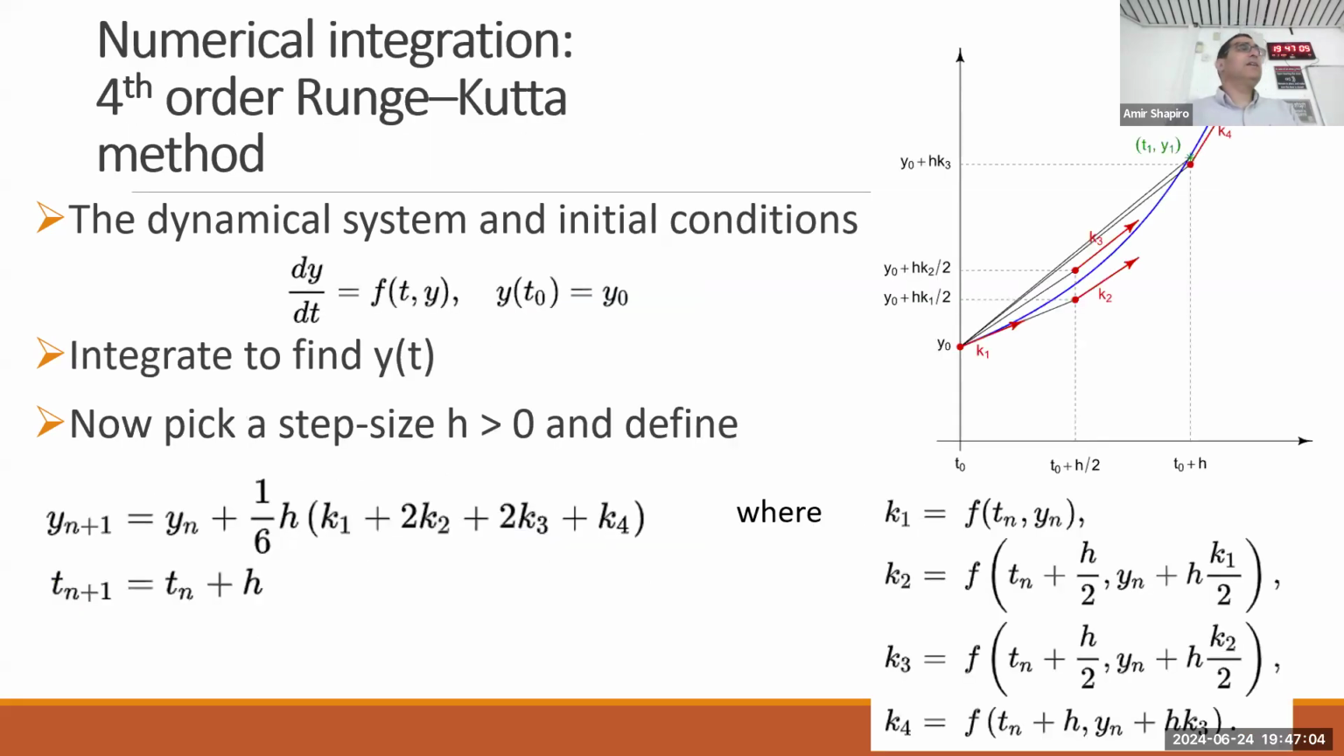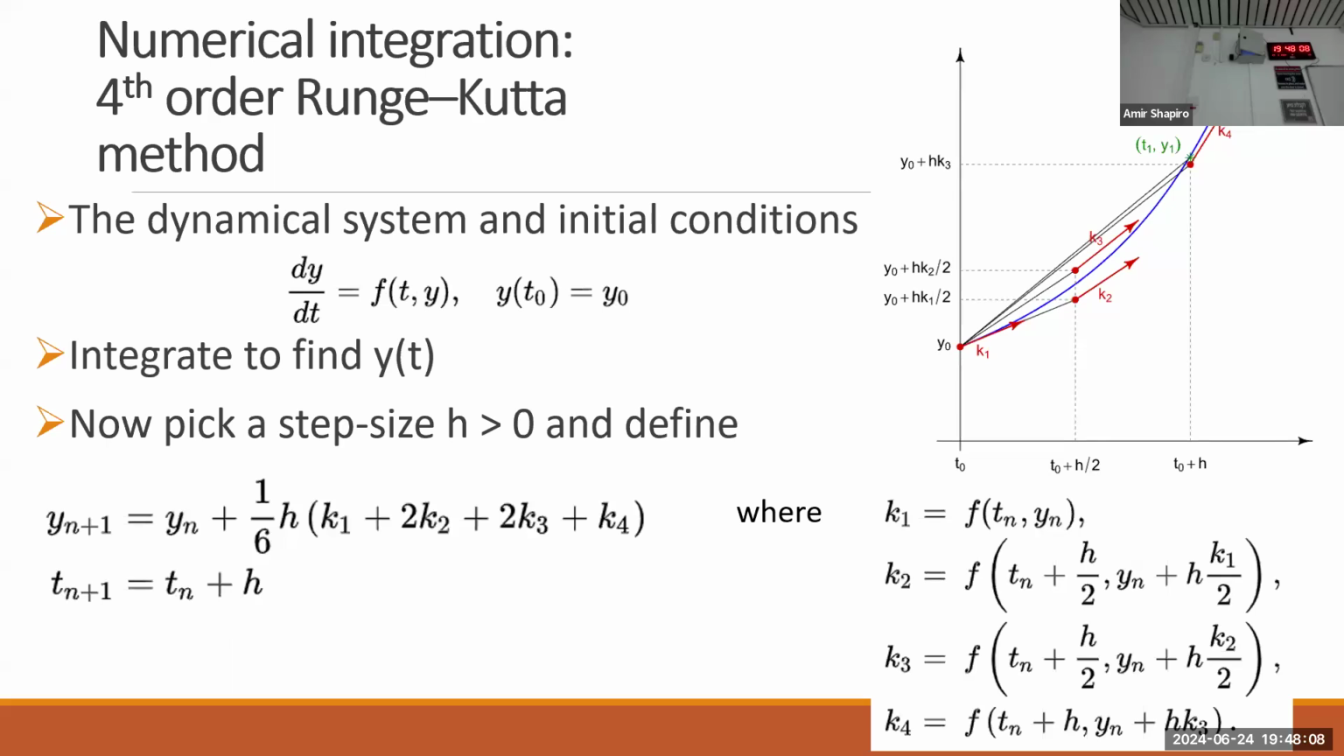And if we want a better approximation, there is the fourth order Runge-Kutta method. So say we have a dynamical system, y dot equals f of t and y, and y at t zero is y zero. Here it's y instead of x, but it's the same. We want to integrate to find y. We pick a step size h. And we define that y_{n+1} is y_n plus 1/6 h times k1 plus 2k2 plus 2k3 plus k4. And the time is also advancing, t_{n+1} is t_n plus h. h is the delta t.